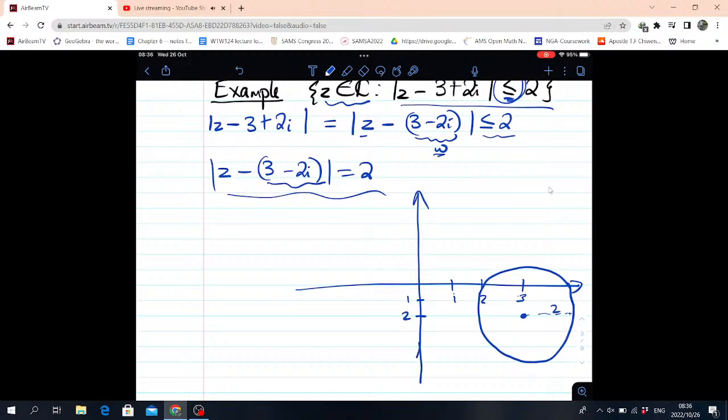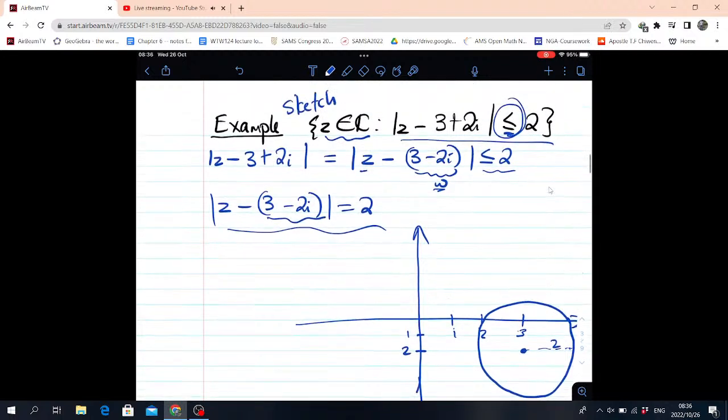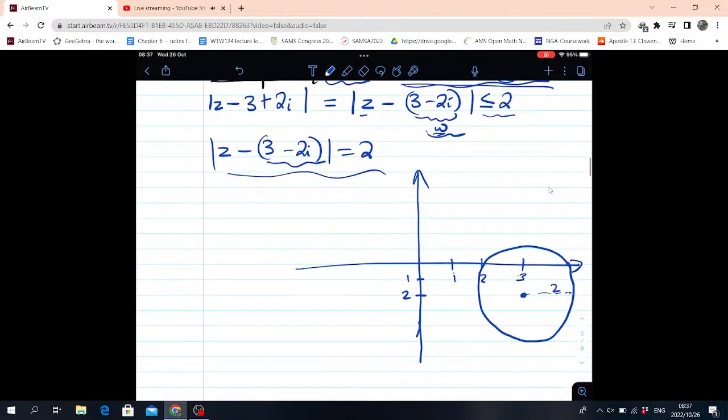So from here, now we want all the points z such that the distance between that point and this point, which I call w, is at most 2. That's what we are saying. So for it to be at most 2, it has to be inside the circle, right? So this becomes the region that we are talking about.